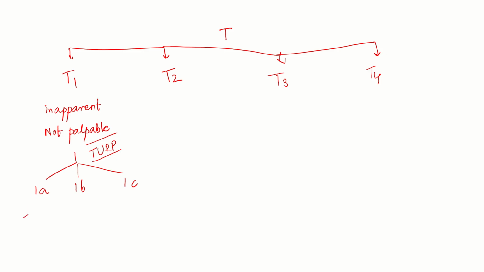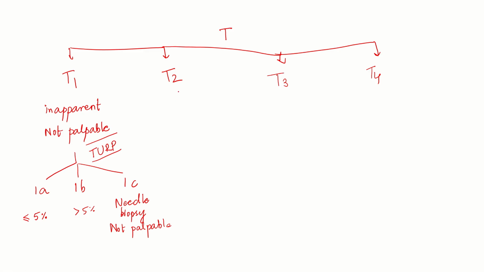T1A is less than or equal to 5% of tumor tissue in the resected specimen. If in the resected specimen it is more than 5%, then it is T1B. 1C is when the tumor is detected on needle biopsy but not palpable. You have done a guided biopsy and it turned out to be prostate cancer, then it is stage 1C.